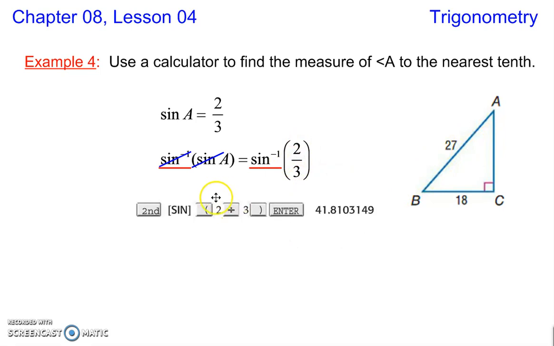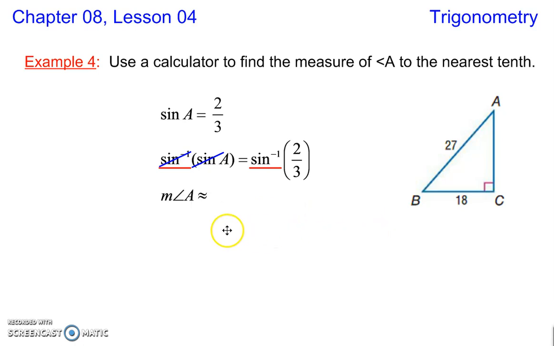So I'm going to type that into my calculator. Hit second, sine. I know it looks like sin, but that's the sine button. Then parentheses 2 divided by 3. Hit enter, and you get 41.8103149. So the measure of angle A is approximately 41.8 degrees.